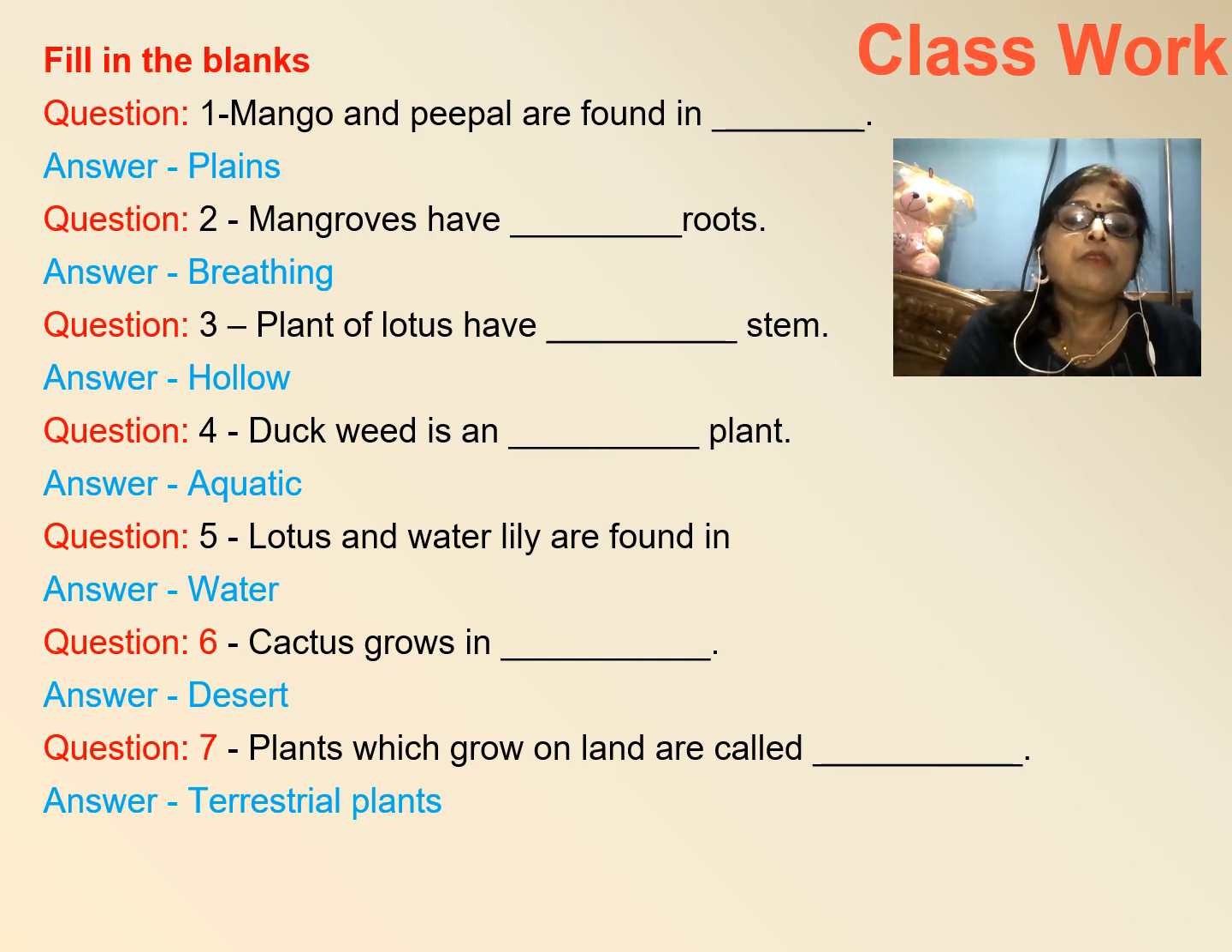First one is the fill in the blanks. Mango and peepal are found in dash. Answer is plains. I'm giving you the answers, so note them down and do it in your copy. Mangroves have dash roots, that is breathing roots. Plants of lotus have dash stem, hollow stem. Duckweed is an aquatic plant. Lotus and water lily are found in water. Cactus grows in desert. Plants which grow on land are called dash, that is terrestrial plants. So do it in your copy.